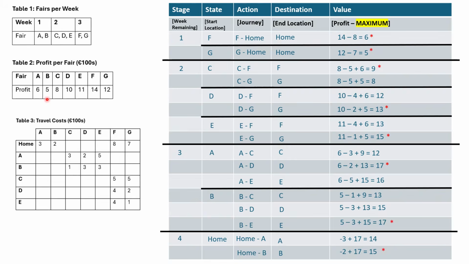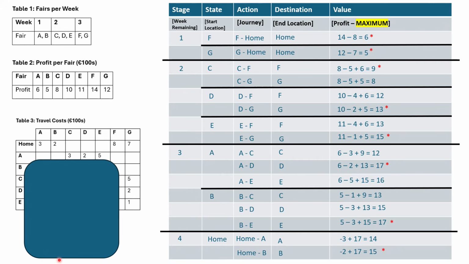So the profit at B is 5. Traveling B to C then is 1. And then we're adding on what happened at C. So our optimal value at C is our 9. We then are B to D, so same profit. And if we travel from B to D, we get our 3. And if we're at D, the optimal value is 13. And then last within that state, we have B to E. B traveling to E is 3. So that gives us 5 minus 3. And if we're at E, the optimal value is 15. Of these three, our optimal value is 17.